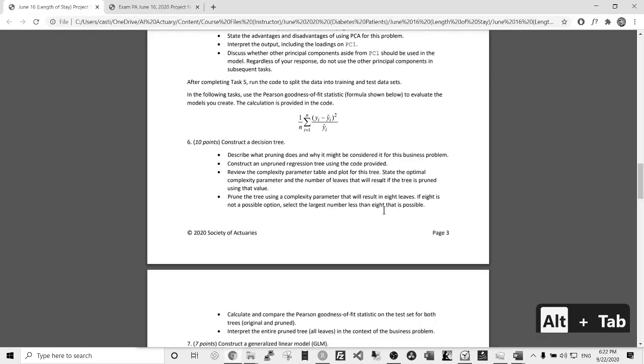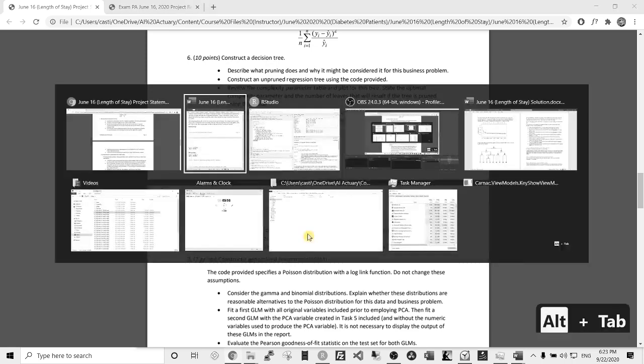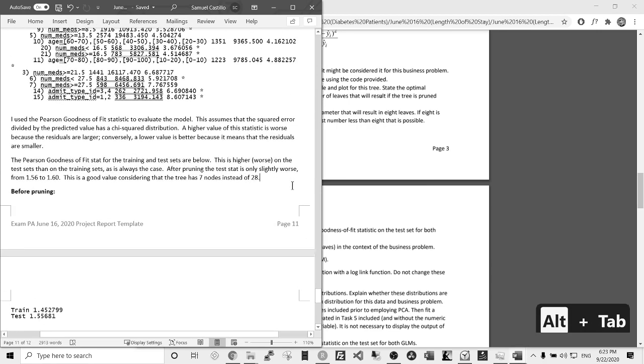Prune the tree using complexity parameter. I did that. Calculate and compare the Pearson goodness of fit stat for both trees, original and pruned. Interpret the entire pruned tree, all leaves, in the context of the business problem. I want to justify why I'm using Pearson goodness of fit, right? Why am I not using just R squared instead of mean absolute error?